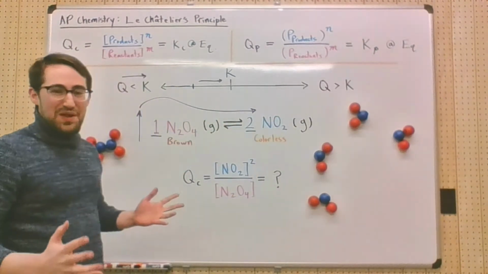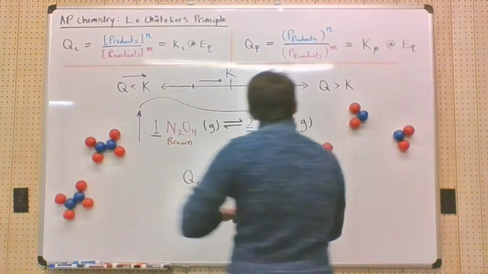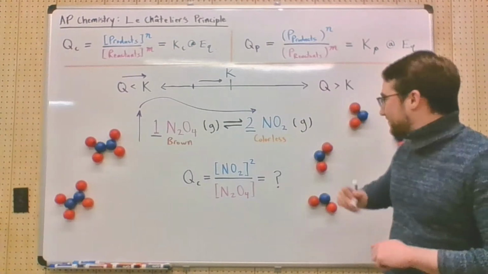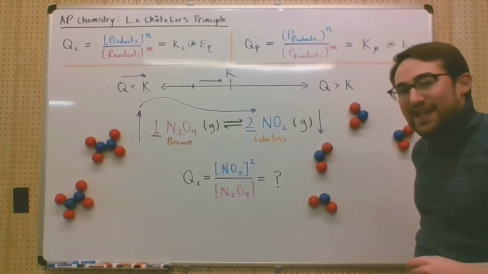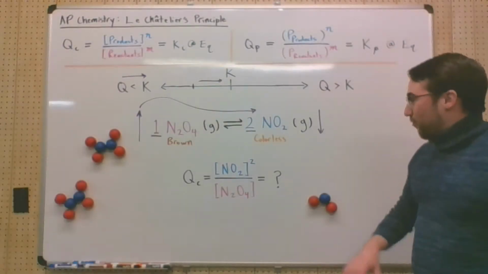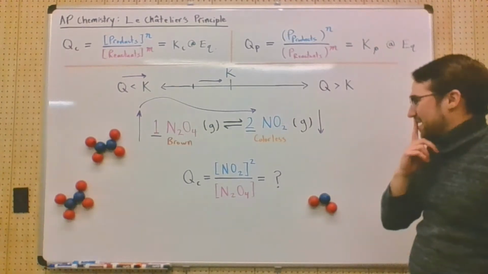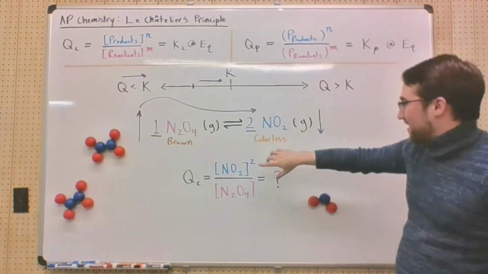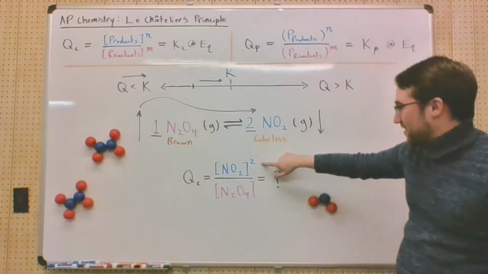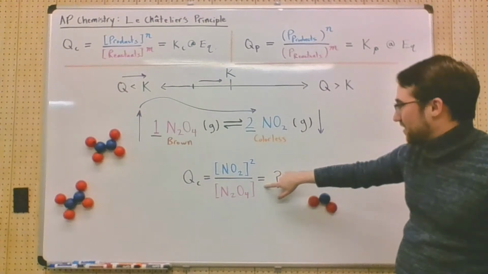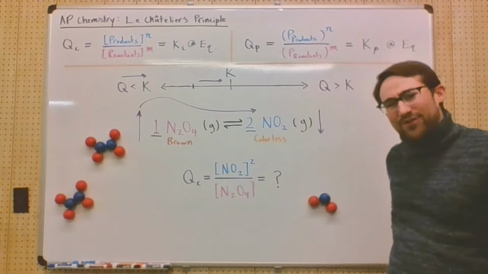Okay, so let's think of it the opposite way. Maybe I go and remove some NO2. I just go in and I take some stuff out. So I now have way less of my product here. Okay, well, what does that mean for my Q? Well, that would mean that my number up here would be smaller, and this would be bigger. So my number is going to be smaller. So I would still move in the forward direction.